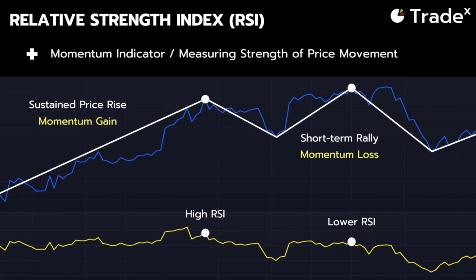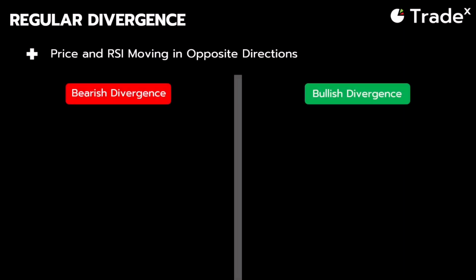The example we just covered illustrates RSI divergence. RSI divergence occurs when the price and the RSI, or momentum, move in opposite directions. We can categorize this regular divergence into two types.